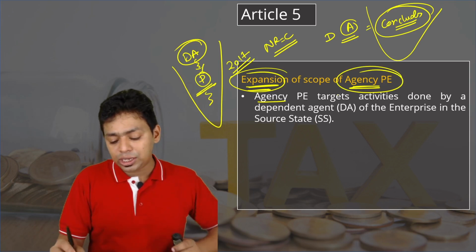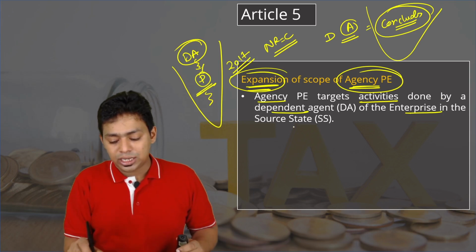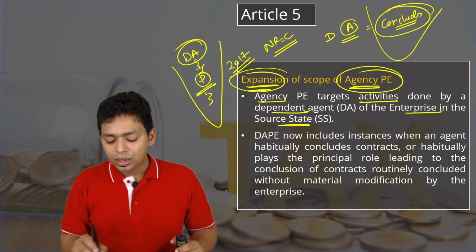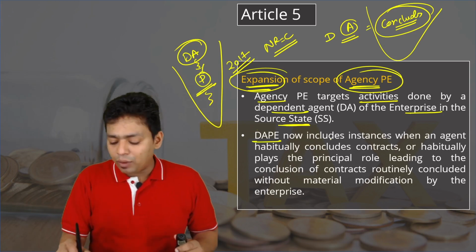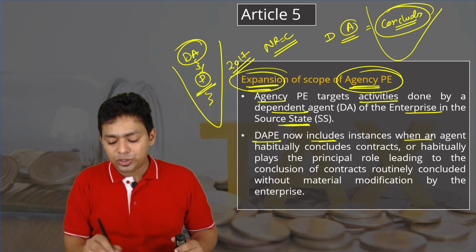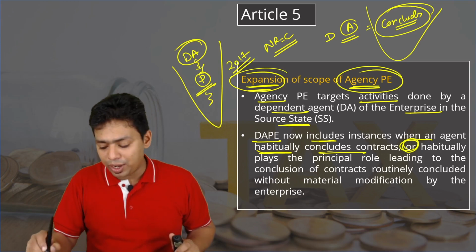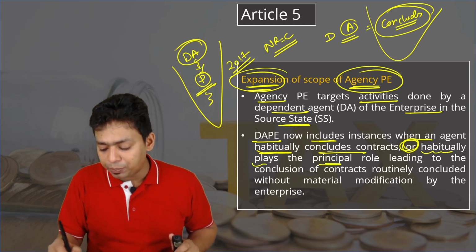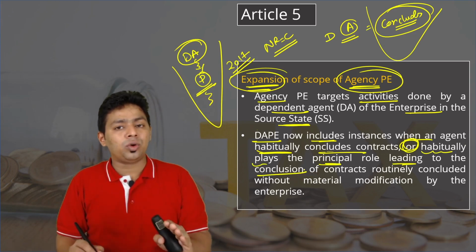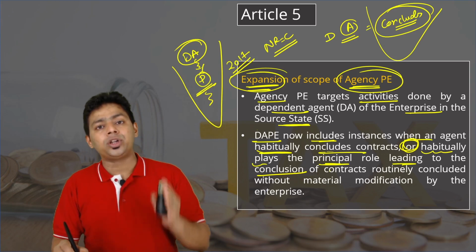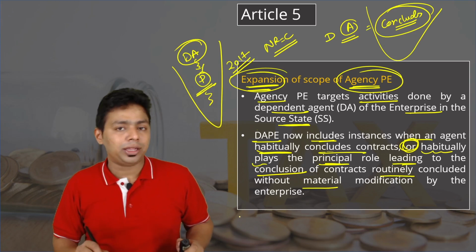The agency permanent establishment targets activity done by the dependent agent of the enterprise in the source state. Source state means India. DAPE. So what do you mean by DAPE? Dependent agent permanent establishment. DAPE now includes instances where an agent habitually concludes the contract. It was already there. Or, and this is very important, habitually plays a principal role leading to conclusion of the contract. So he is not concluding the contract, but he is playing a very vital role in concluding the contract, routinely concluded without material modification by the enterprise.